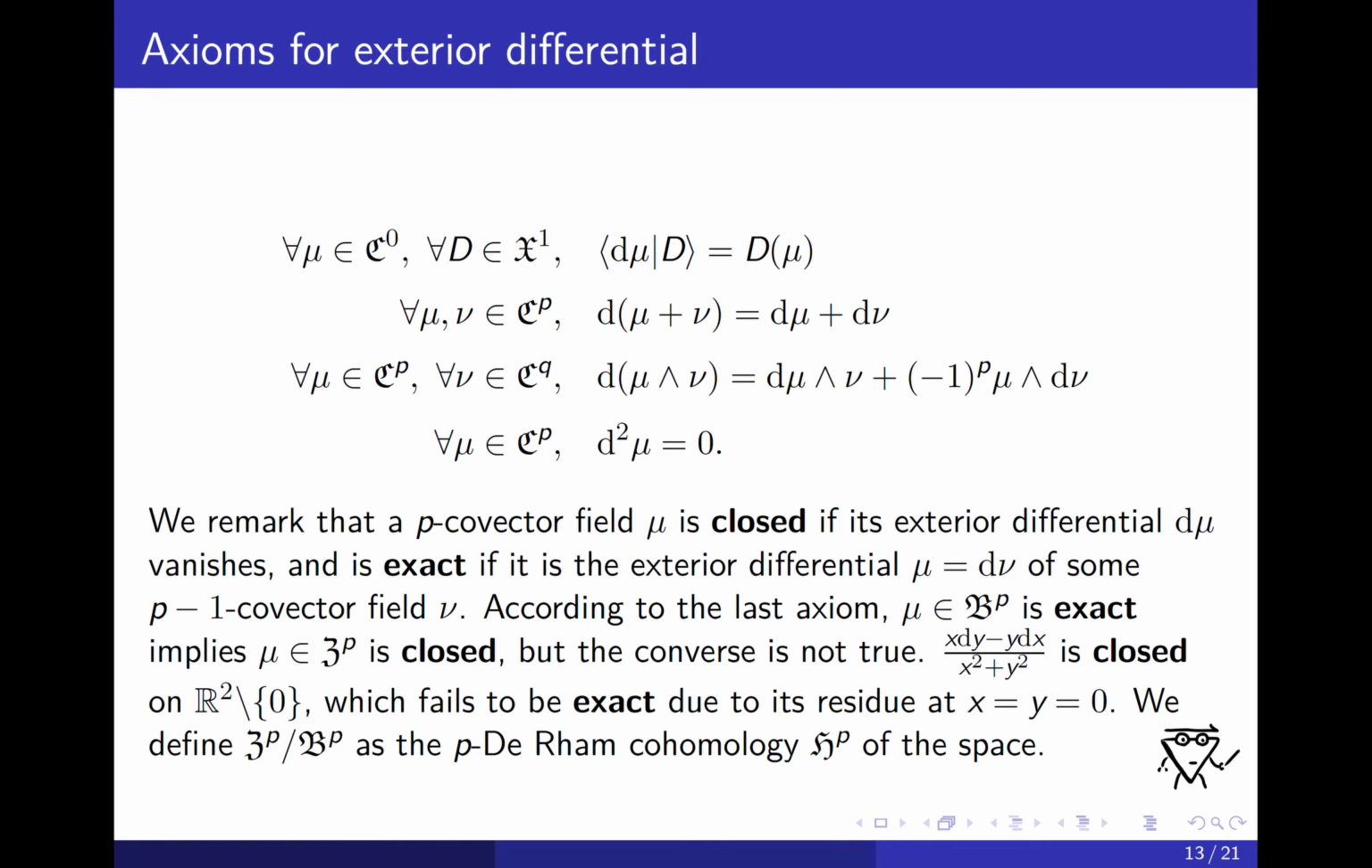So the relative relation between the set of all closed forms and the set of all exact forms is important. So we simply define the quotient of closed forms over exact forms as the pth de Rham cohomology of the space. As a remark, this letter Z stands for cocycle, this letter B stands for coboundary, and this letter H stands for cohomology.